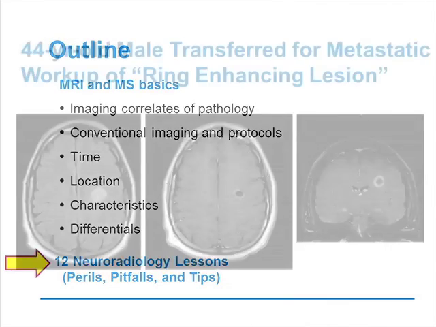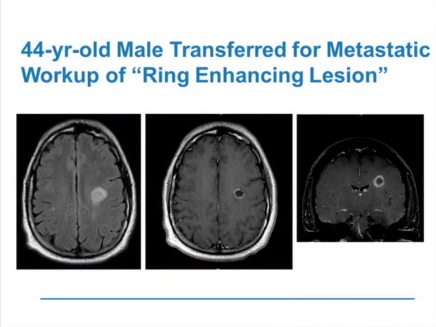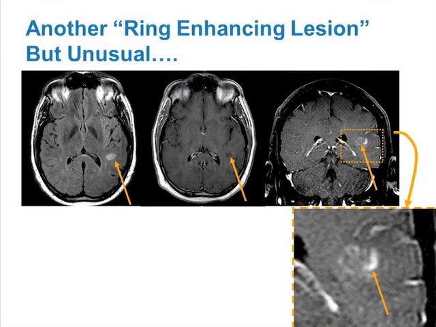This is a case of a 44-year-old male transferred for a metastatic workup of a ring-enhancing lesion. You can see an avid ring-enhancing lesion, and there's corresponding flare hyperintensity. The next slide shows further in the brain, there's another enhancing lesion, also with concordant flare hyperintensity. However, the characteristics of this lesion are somewhat different. You'll notice that the lesion more superiorly was a complete ring. This one shows an incomplete ring.